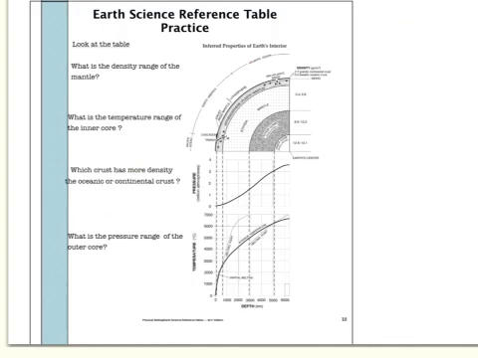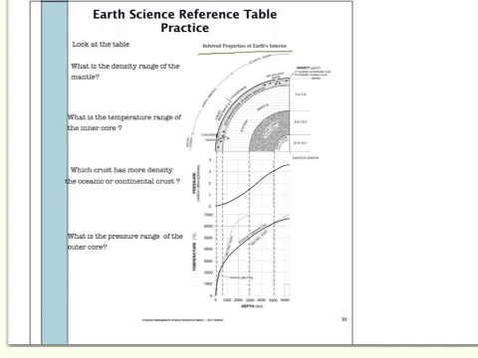Earth Science Reference Table Practice. This table shows the inferred properties of the Earth's interior. Remember, scientists have not been able to dig through certain layers of the Earth's interior, so they were only able to use seismic data to infer, or to gather indirect observations about, what exists underneath the Earth's surface. So let's look at this table and try to come up with some answers to these questions that I have put up here. We will have more practice in class on using this table.